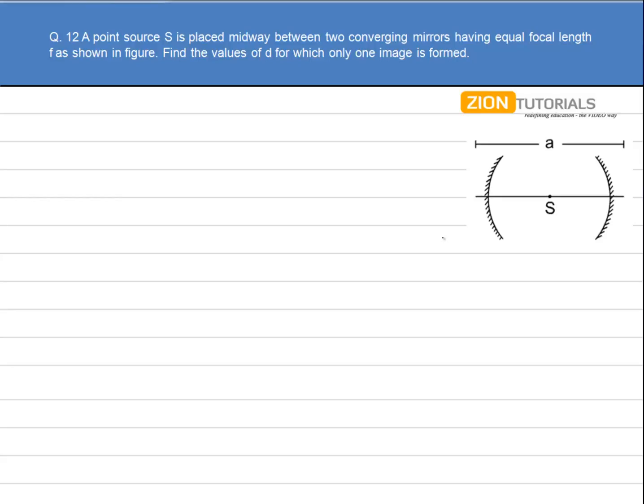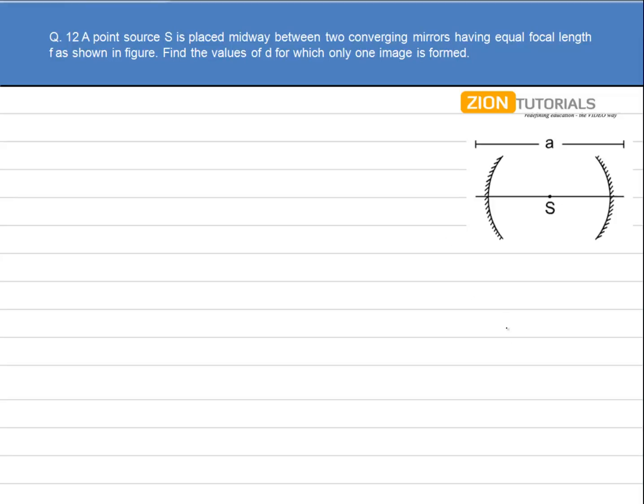A point source S is placed midway between two converging mirrors having equal focal length, f, as shown in the figure. Find the value of D for which one image is formed. Okay. Now to solve this problem, there is a concept.